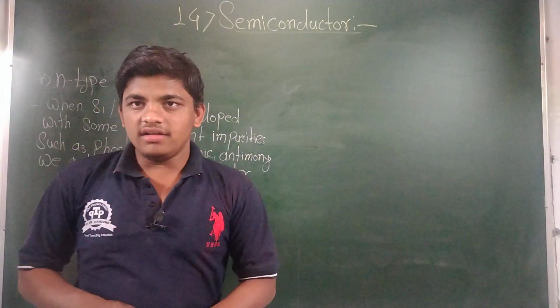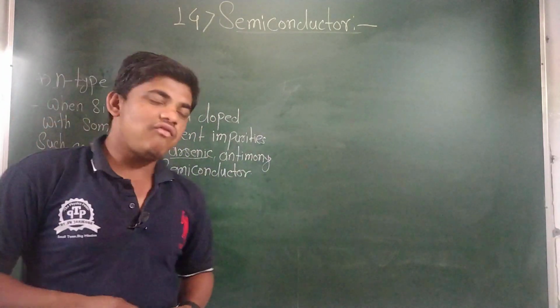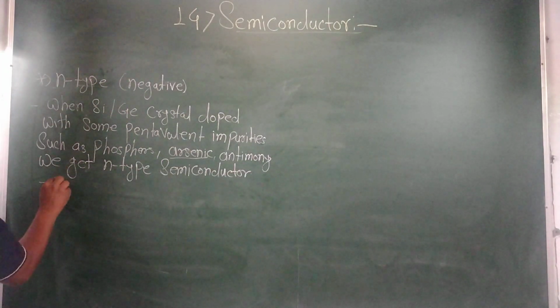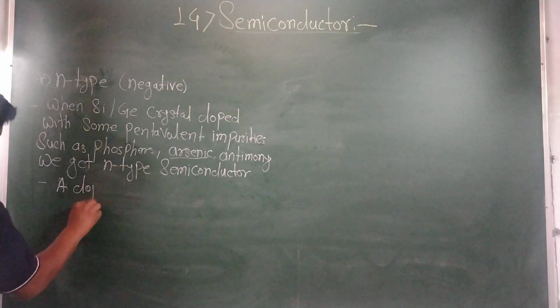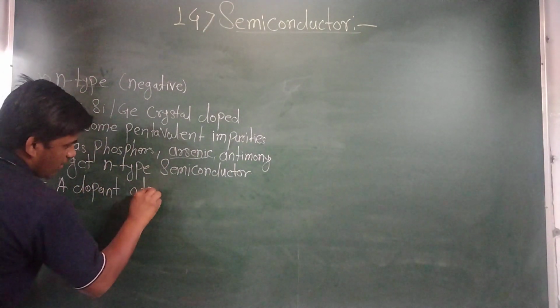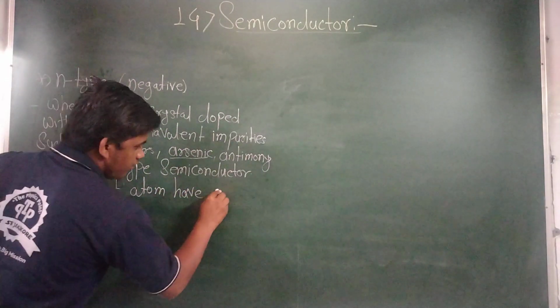Okay. Then we get the n type semiconductor when the dopant atom has 5 valence electrons.